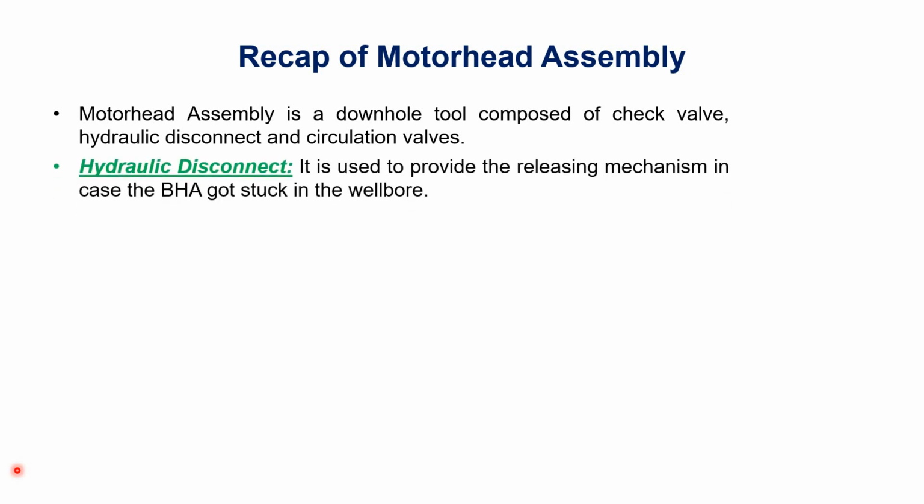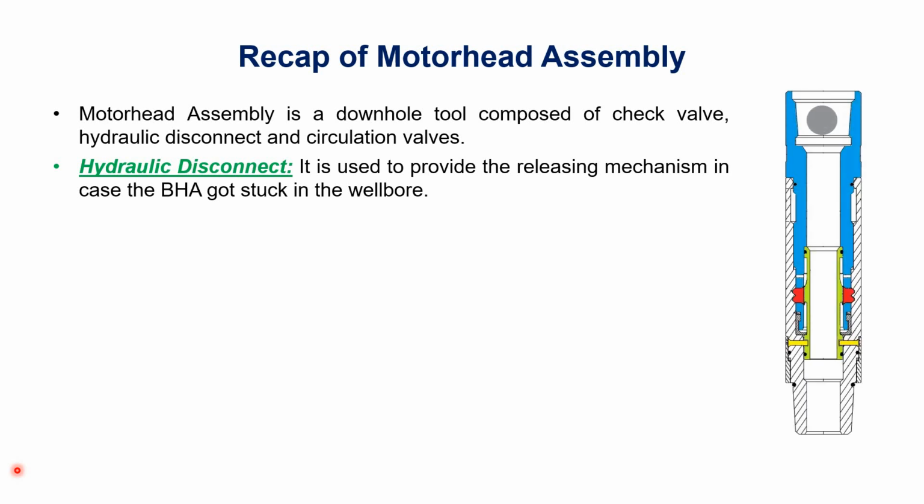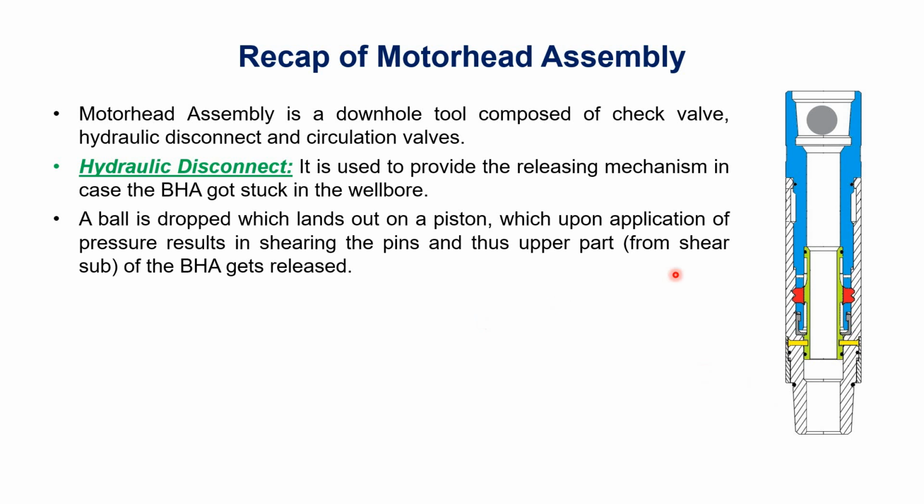Talking about the hydraulic disconnect, it is a part of the motor head assembly which is used to provide the releasing mechanism in case the BHA got stuck in the wellbore. Here we have a schematic for the hydraulic disconnect. The activation mechanism is that when we drop this ball from the surface, the ball lands on this piston, and when we apply pressure from the surface, the ball will exert pressure and ultimately these two pins will shear, and the upper part of this hydraulic disconnect will be released, and then we can release the upper part of the BHA in the event we have been stuck in the wellbore.